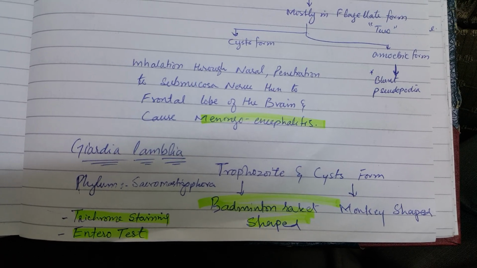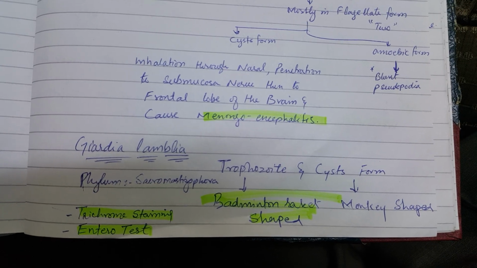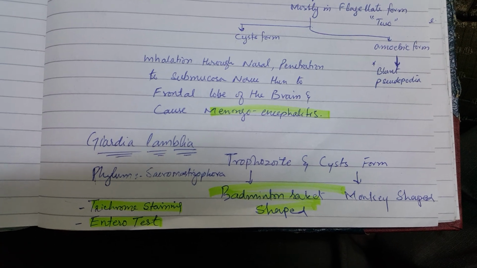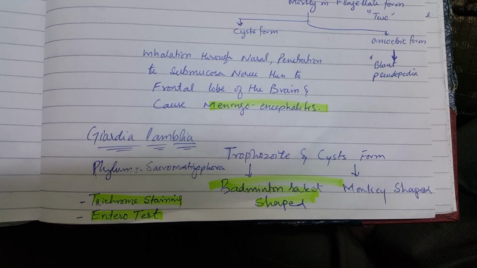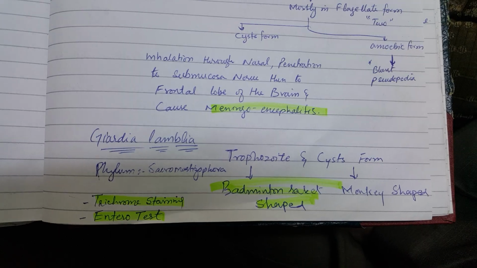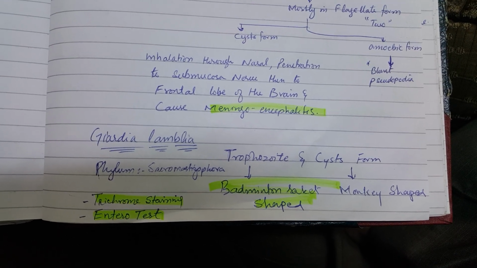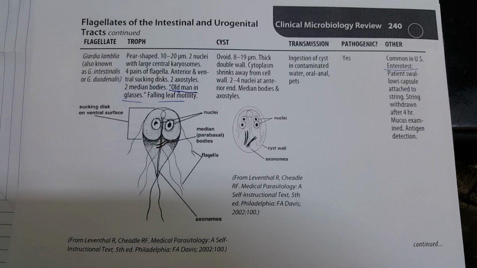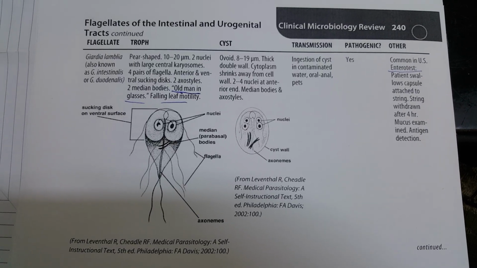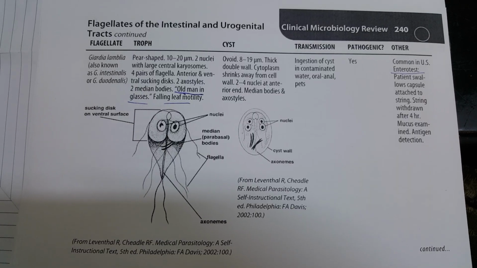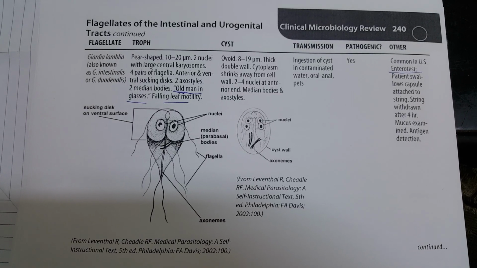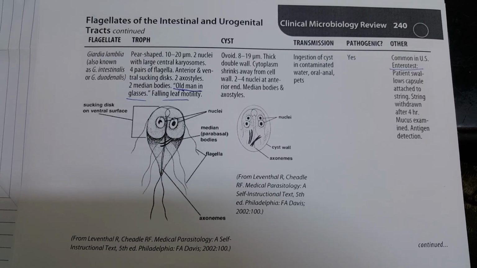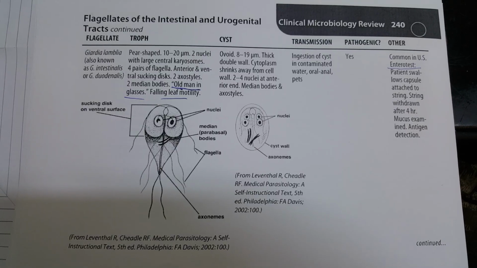Giardia lamblia is from the phylum Sarcomastigophora. It has trophozoite and cyst forms. The trophozoite has a badminton racket shape, and trichrome staining and the Entero-Test are used to identify this organism, and the cyst form is monkey-shaped. Among intestinal flagellates, there is another very important organism. It's an intestinal and urogenital tract flagellate, Giardia lamblia, also known as Giardia intestinalis and Giardia duodenalis.